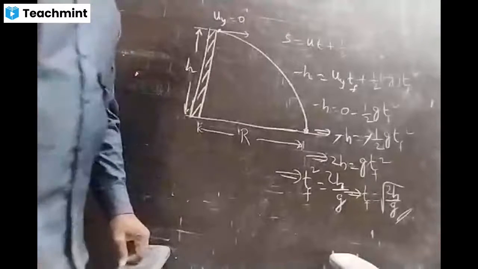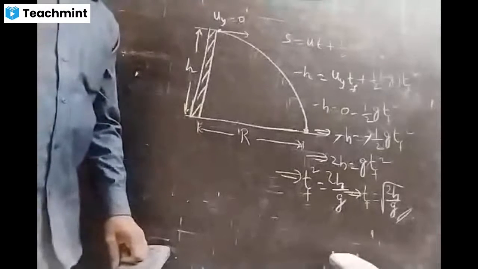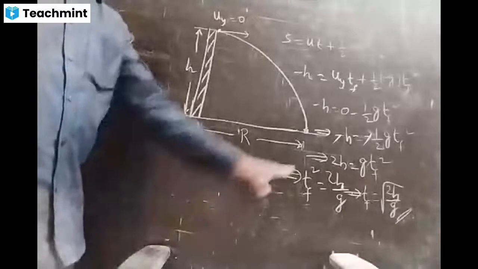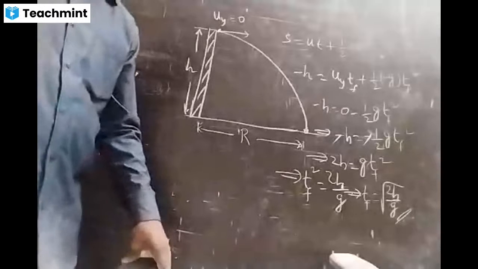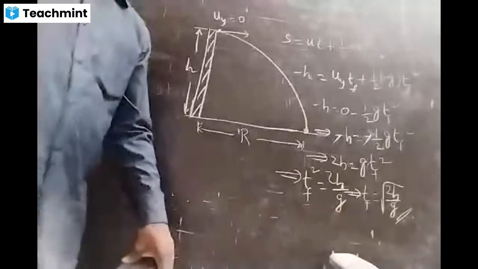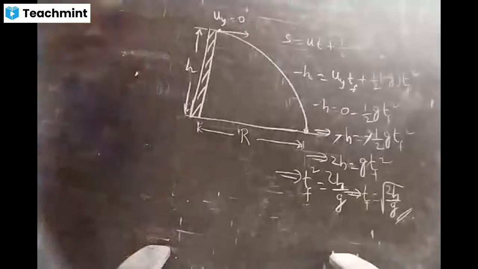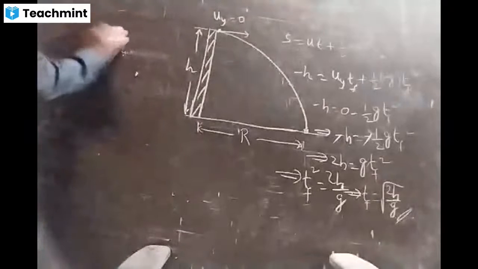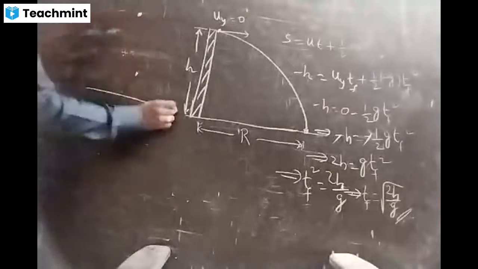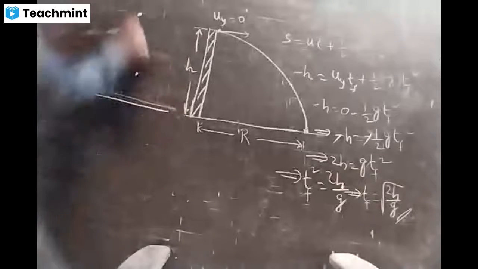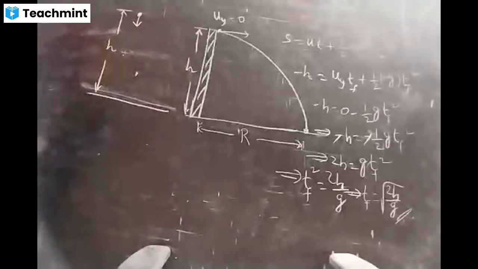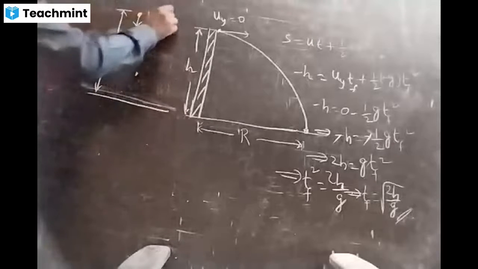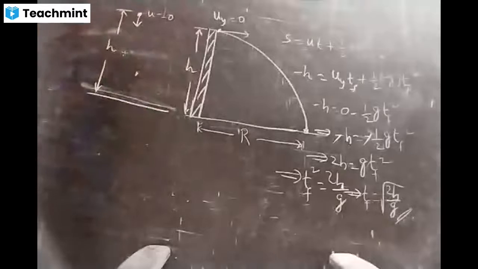In which case did we get the formula for time as root of 2h by g, apart from this? Free falling. Correct, a freely falling body. In the case of a freely falling body, if a particle is dropped from a height h, u is equal to what? As it is dropped, it is falling freely, so u is equal to 0.